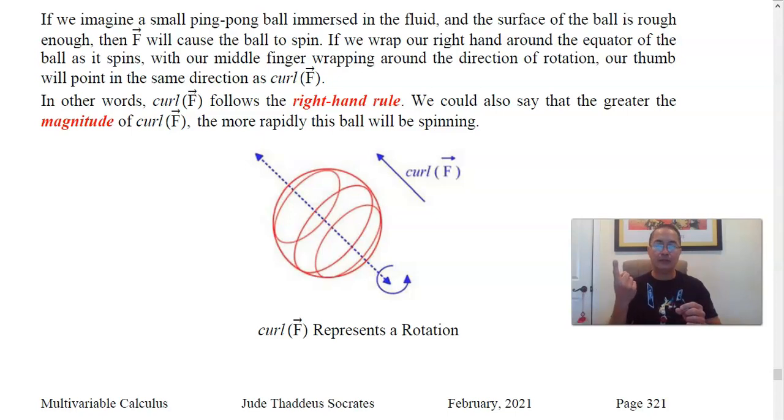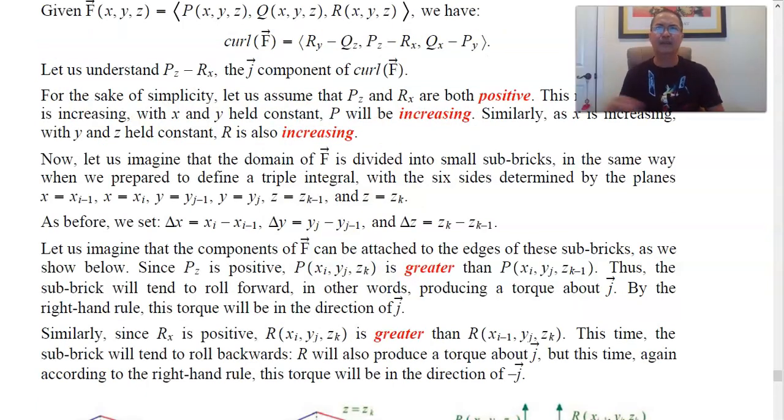So the axis of the spin tells you the direction of the curl vector, and how fast the ball is spinning tells you the magnitude of the curl. The faster it's spinning, the larger the magnitude of your curl. That's great, but wait a minute. Curl is about partial derivatives, right? We have R_y minus Q_z with all these awful partial derivatives. What does this have to do with spinning?